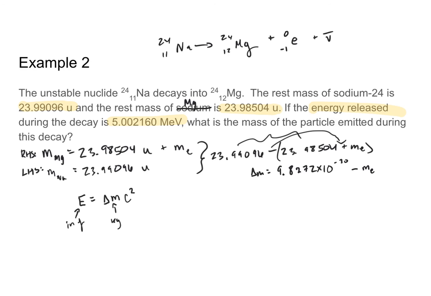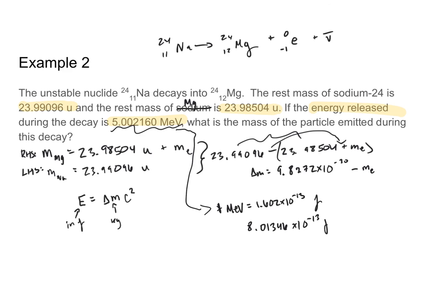Before I can plug my energy in, I do need to convert from mega electron volts to joules. My conversion factor there is that 1 mega electron volt is equal to 1.602 times 10 to the negative 13th joules. Doing that calculation, my energy release here is 8.01346 times 10 to the negative 13th joules. And that's going to equal c squared, or 3 times 10 to the 8th squared, times 9.8272 times 10 to the negative 30th minus the mass of my electron in kilograms.